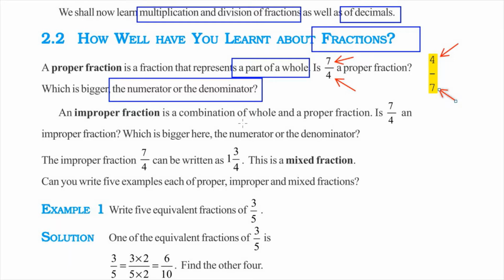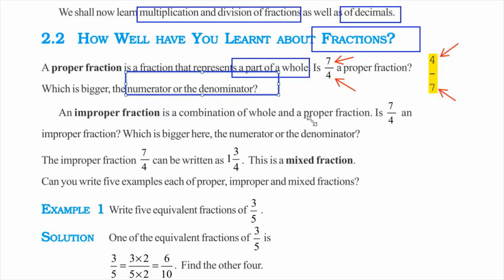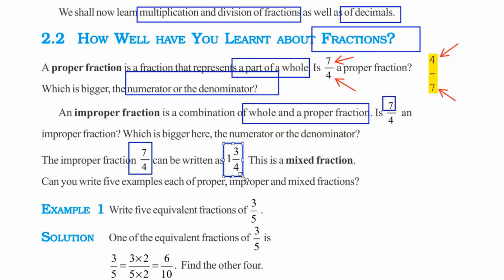An improper fraction is a combination of a whole and a proper fraction. So an improper fraction is a combination of a whole number and a proper fraction. Is 7 by 4 an improper fraction? Which is bigger here, the numerator or the denominator? In this case, 7 is bigger, therefore it is an improper fraction. The improper fraction 7 by 4 can also be written as 1 3/4.